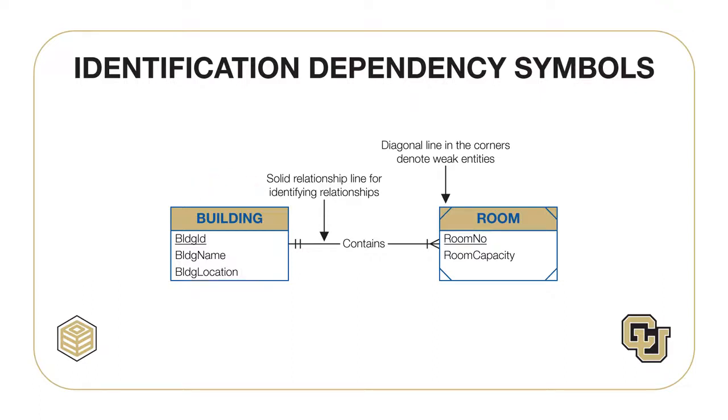For weak entity types, the underlying attribute, if present, is part of the primary key, but not the entire primary key. Thus, the primary key of room is a combination of building ID from the building entity type and room number from the room entity type.